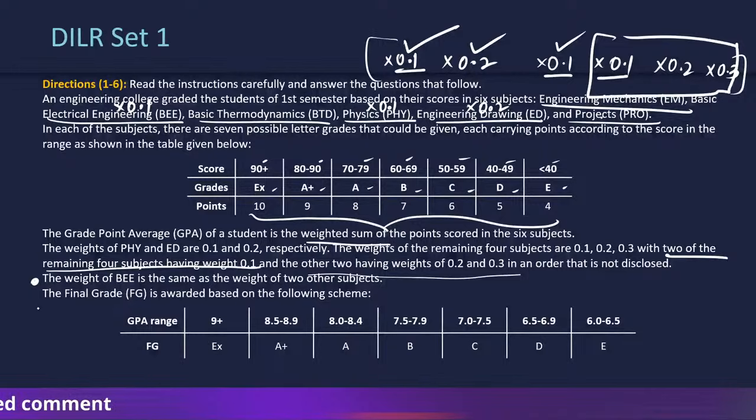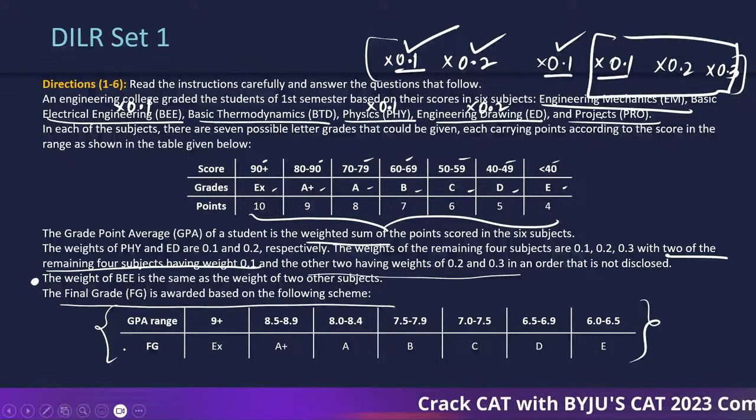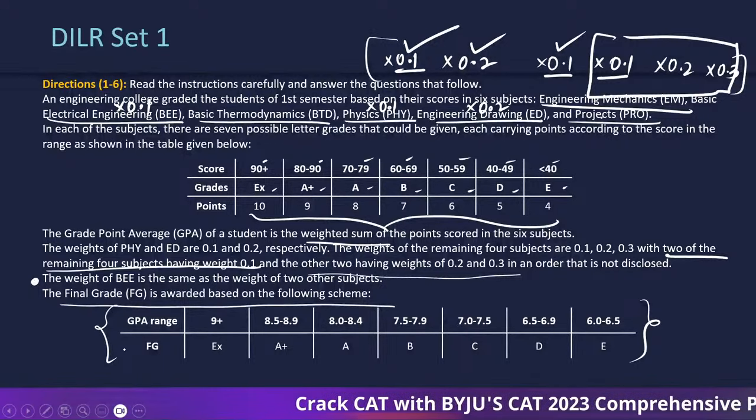For that we are given the final grade is awarded. The final grade, whatever we are going to calculate, is going to be awarded based on another table. We calculate the GPA, and according to that we will be giving them some grade.